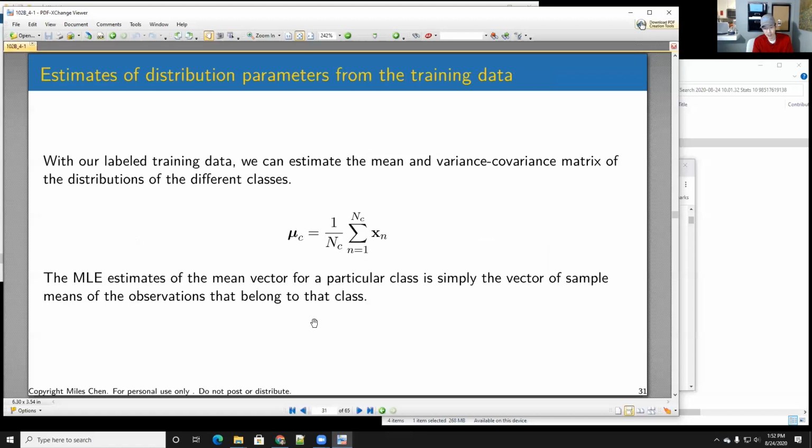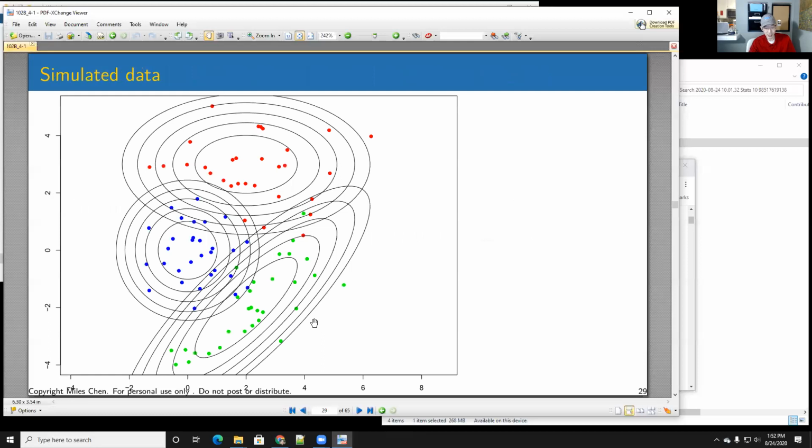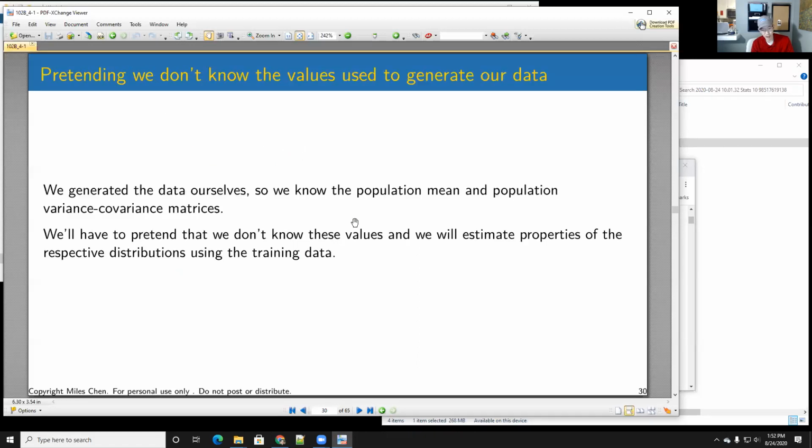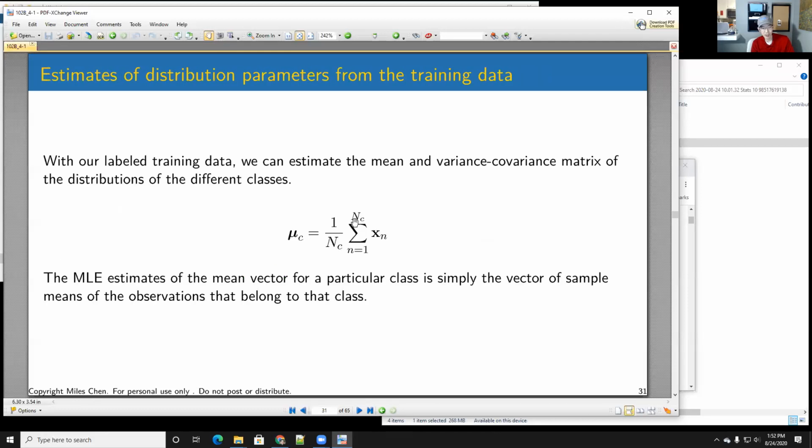Okay, so we do know the class labels. We do know that we have red dots and blue dots and green dots, but we don't know the mean and the variance matrices. We don't know the mean vector and we don't know the variance matrix of these things that produced it. Okay, and so we're going to estimate those. The maximum likelihood estimate of the mean vector is just the sample mean vector.